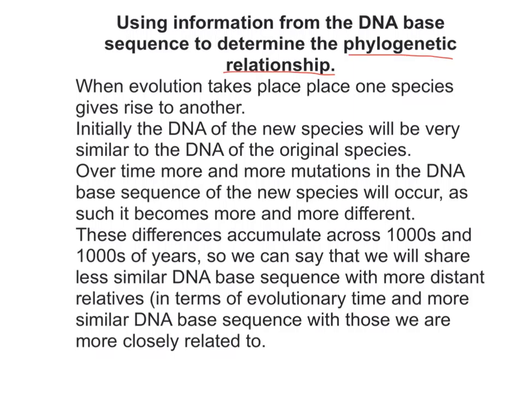Now, what we will remember is when evolution takes place, basically what we're saying, according to the theory, is that one species gives rise to another. If one species gives rise to another, then initially the DNA of the new species will be really quite similar to the DNA of the original species. But over time we'll get more and more mutations in the DNA-based sequence of the new species. As a result of each of those separate mutation events, we're going to give rise to more and more differences in that DNA-based sequence.